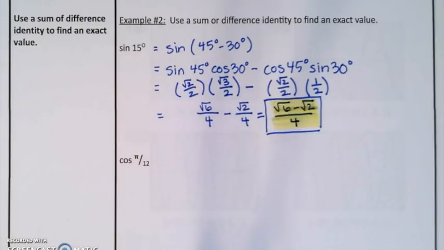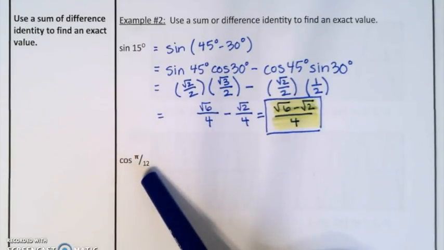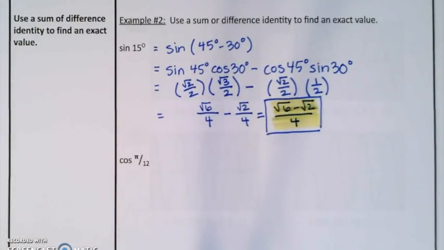Similarly, use the definition of cosine of a sum or difference to find out what two angles will give you pi over 12, and then use this process to find the exact value.